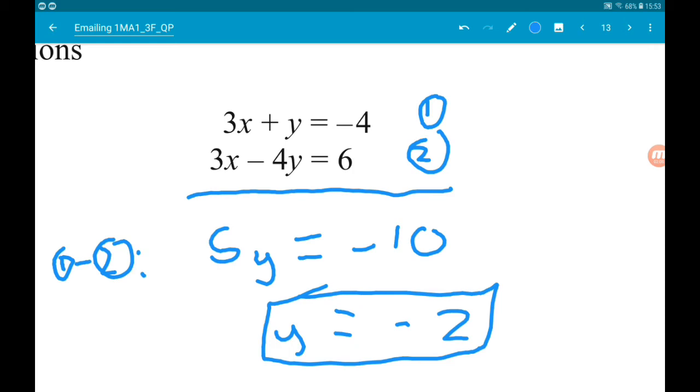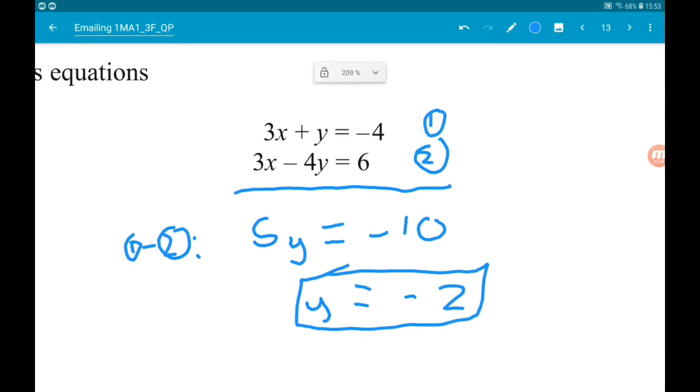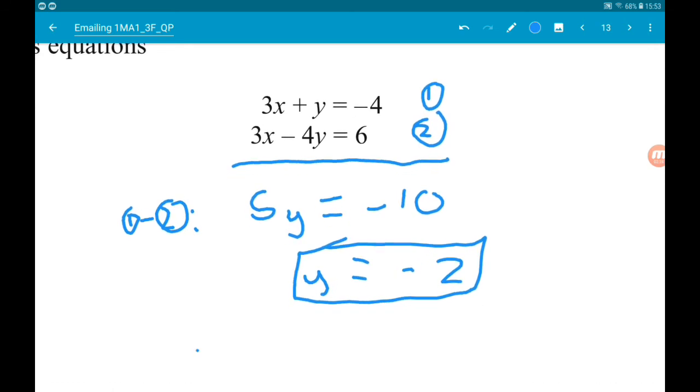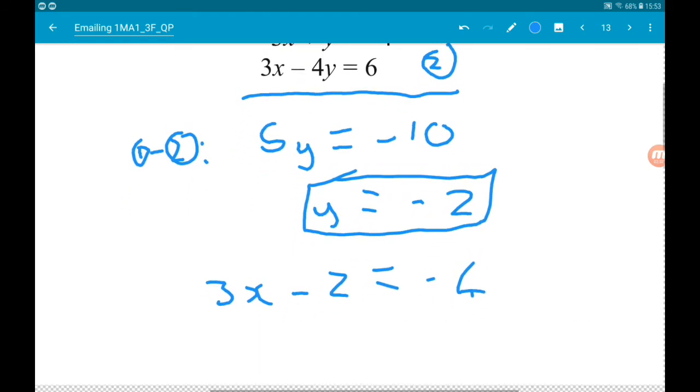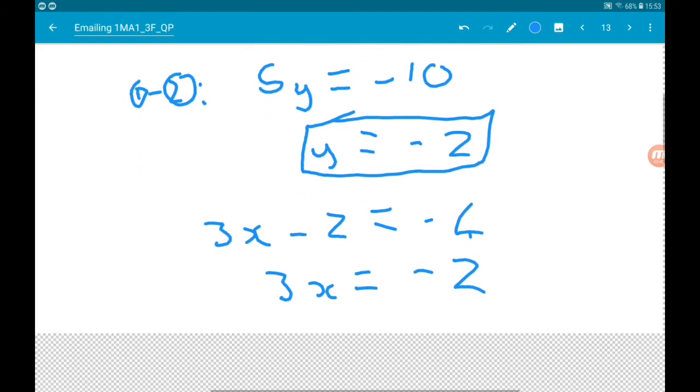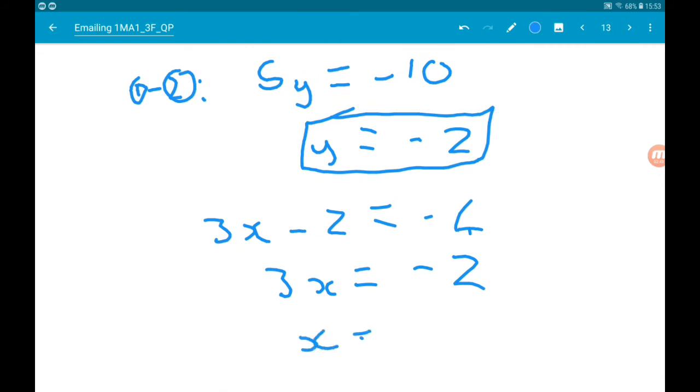So, now that we know the value of y, we can find the value of x. So I'm going to substitute y is minus 2 into equation 1. So we're going to get 3x minus 2 is minus 4. Add 2 to both sides. 3x is minus 2. And then divide by 3. x is minus 2/3.